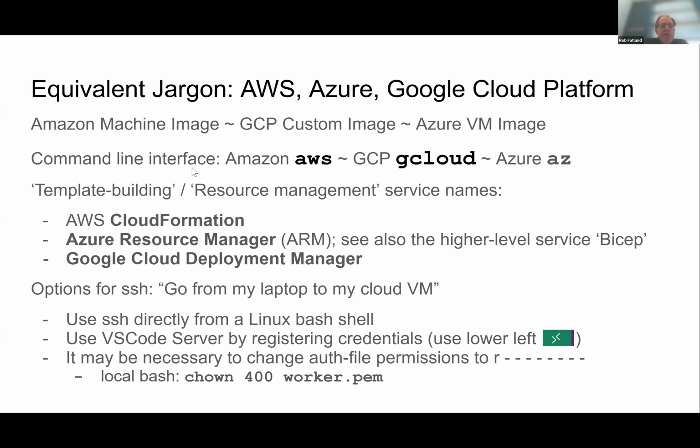The command line interface for Amazon is AWS. For the Google Cloud, it's gcloud. And for Azure, it's az. And these are, again, utilities that you install on a Linux environment. The template building or resource management service names for Amazon, we found that it was called CloudFormation. On Azure, it's Azure Resource Manager, or ARM. And then they cleverly have a higher level abstraction called Bicep. And on Google, it's Google Cloud Deployment Manager.